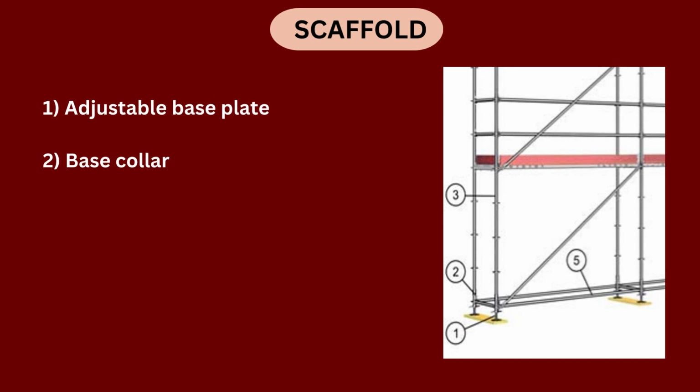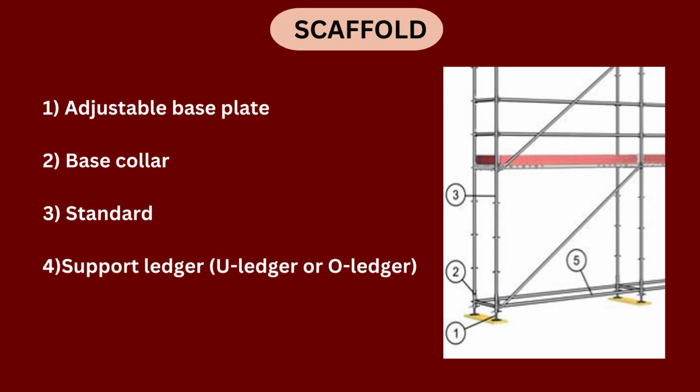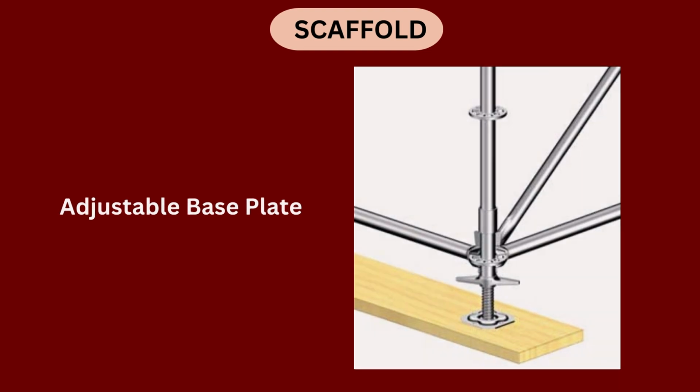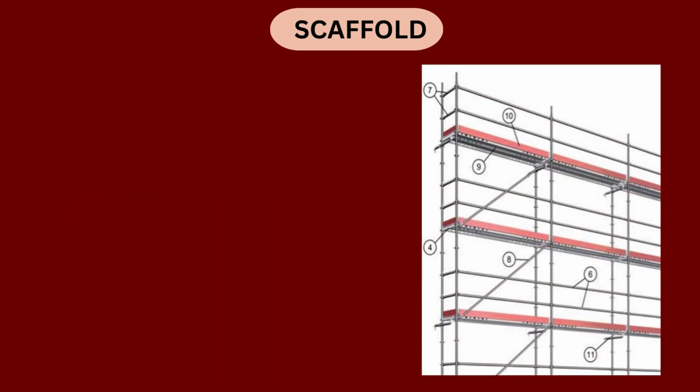Component number 3 is called the standard. Component number 4 is called the support ledger. These ledgers may be of two shapes, basically U ledger or O ledger. Number 5 shows the O ledger. Then here you see the exploded view of the adjustable base plate. In this graphic you see the other components of a scaffold.